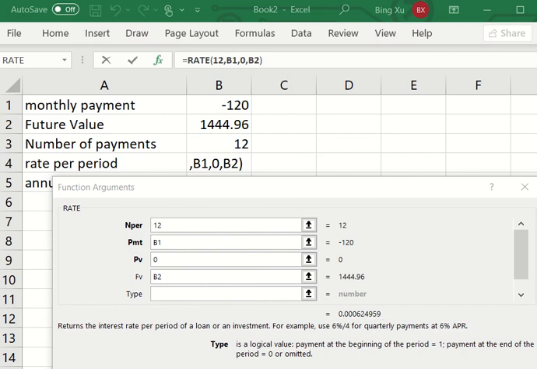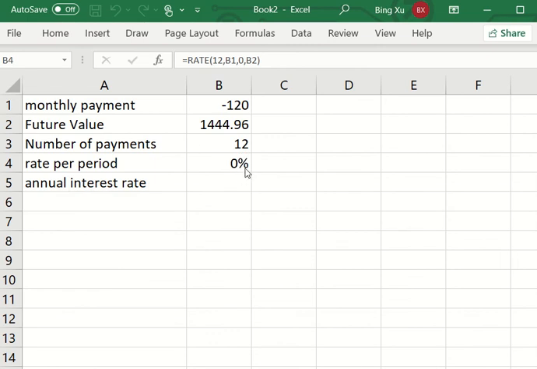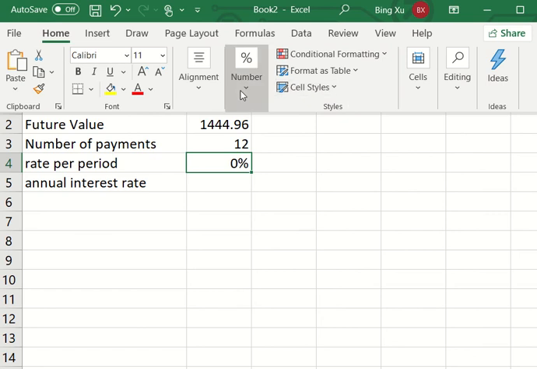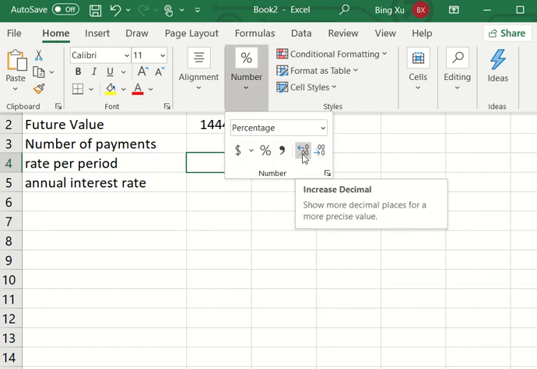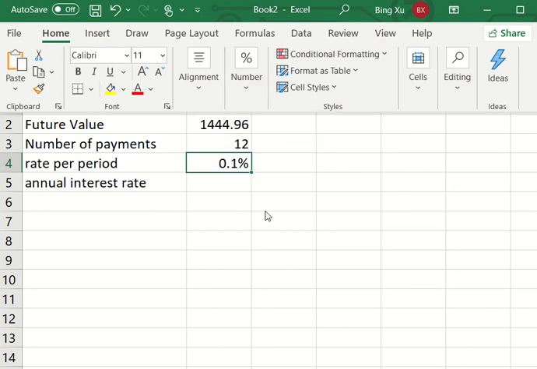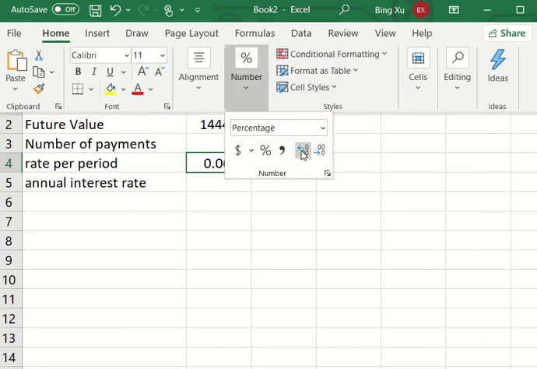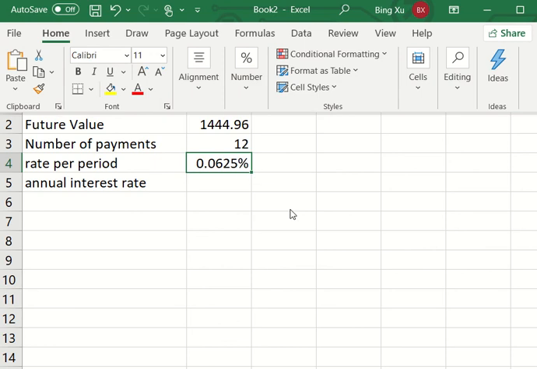I'll click OK. Okay, here it says 0%. It is because it's rounded to the nearest integer. So let me change the rounding here. Let me go to home. Over here, number. Here I want to move the decimal, so increase decimal. Let's increase several. Let's do it one more time. Let's increase several. Okay, right here.